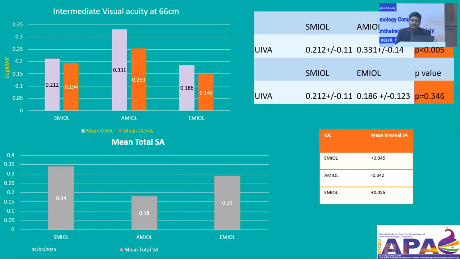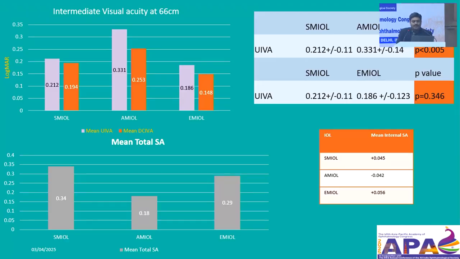plus or minus 0.11 versus 0.331 plus or minus 0.14 in cases of aspheric lenses, and with a good statistical significance. When we compared the spherical versus enhanced, it was 0.212 plus or minus 0.11, 0.186 plus or minus 0.123, with a p-value of 0.346, which was almost comparable in that case.